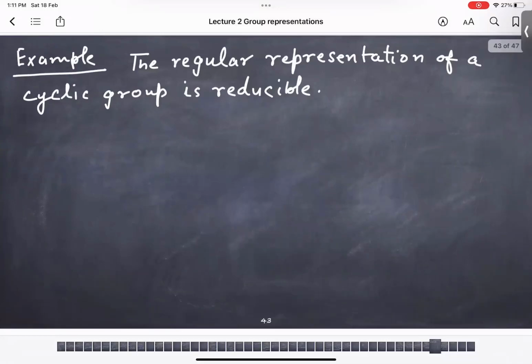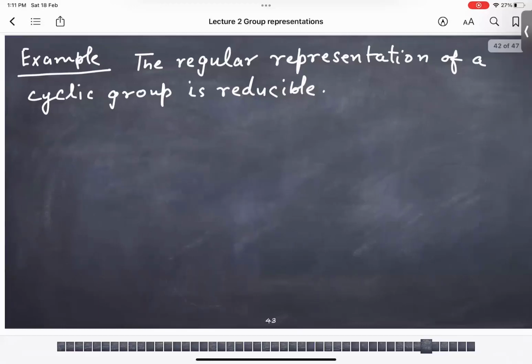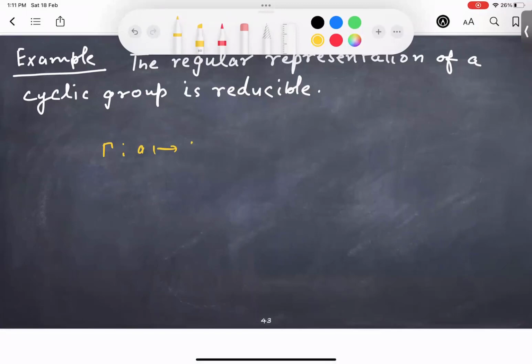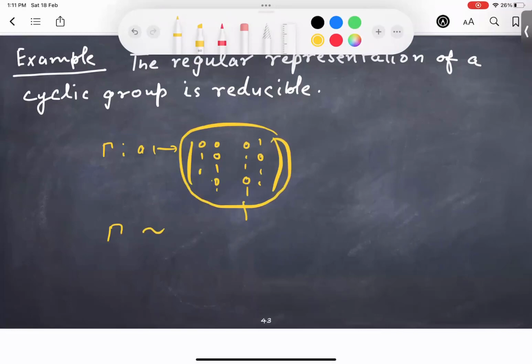So the regular representation of a cyclic group is reducible. In fact, the regular representation is always reducible. We will see that. But since I just computed it with you, you remember that for a cyclic group, the regular representation was a going to the circulant matrix. And then we proved that this representation is equivalent to, so this matrix was conjugate to the diagonal matrix with zeta 1, zeta 2, ..., zeta n. So this is a reducible representation.